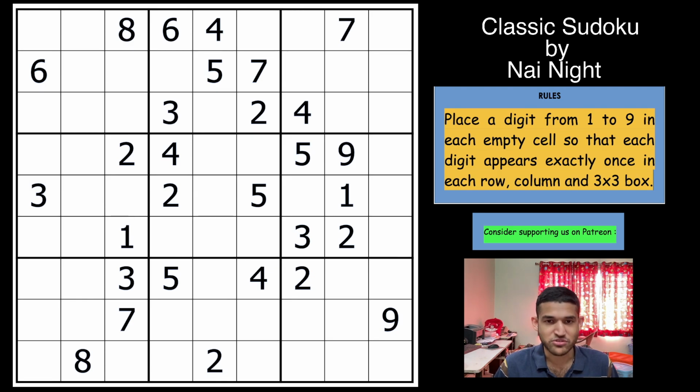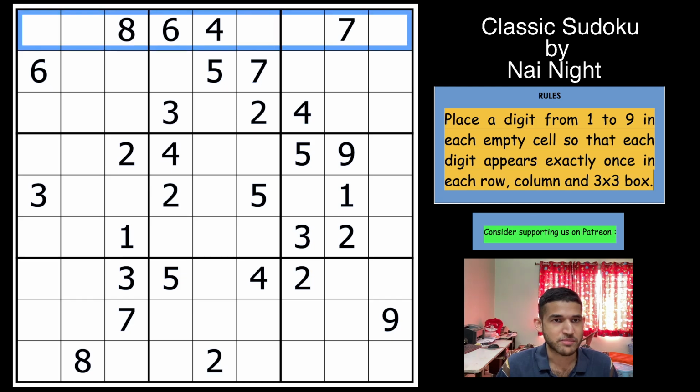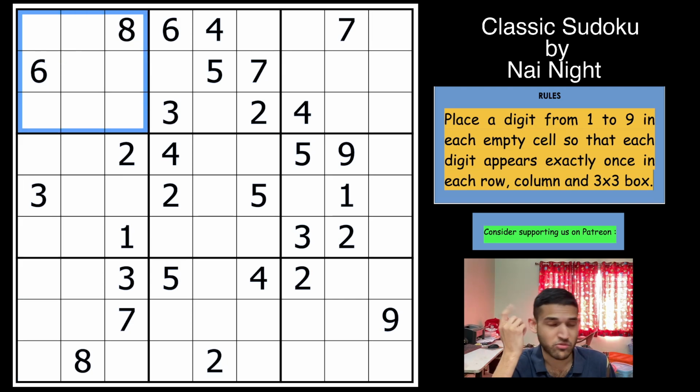So let's start the Sudoku now. And rules, of course, classic rules apply. Each row, each column and 3x3 box in the grid has digits from 1 to 9 without any repetitions.